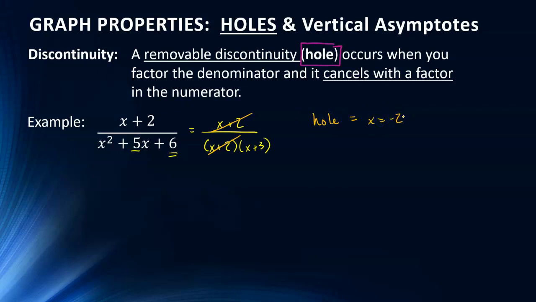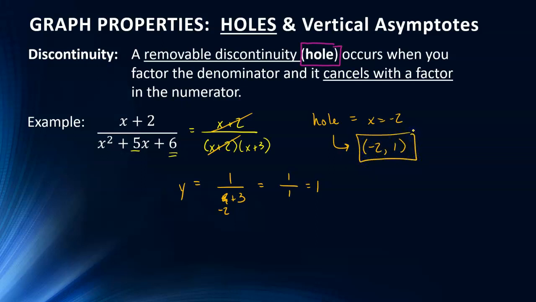Now this hole is a coordinate, and so I want to figure out, what's the y value for this coordinate? To figure out what that y value is, we're going to take the simplified form. So in this fraction, the factor x plus 2 cancels out, and we're left with 1 over x plus 3. To find the y value, we're going to replace x with negative 2 in here. If I simplify that, in the denominator negative 2 plus 3 is 1, and 1 divided by 1 is 1. So again, this is giving us the y value: when x is negative 2, the y value would be 1. In other words, the hole is at the coordinate where x is negative 2 and y is 1.